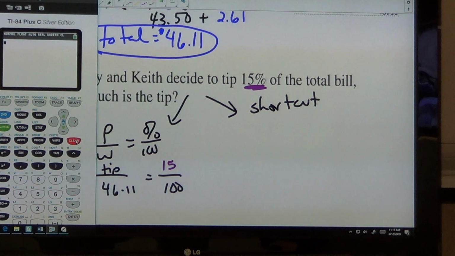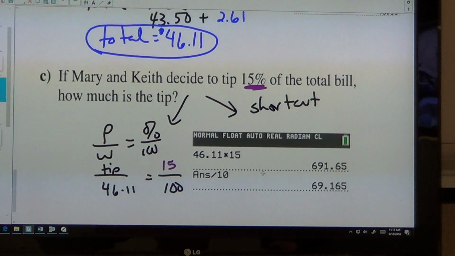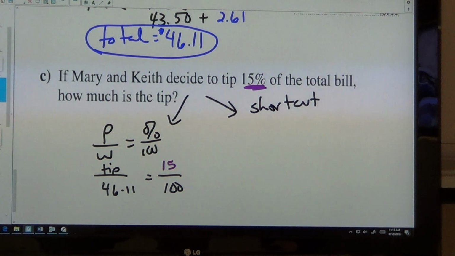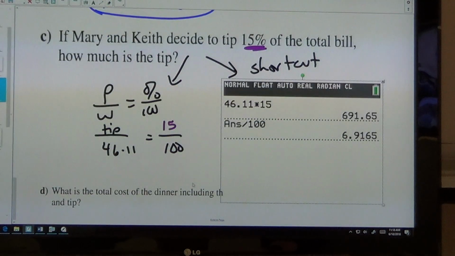So that's going to be 4611 times 15 divided by 100. Now, we're talking about money, y'all. It's $6.92. I did 4611 times 15, hold on, I didn't do mine right. You sure did. Times 15 divided by 100. So you got it right. This is money.